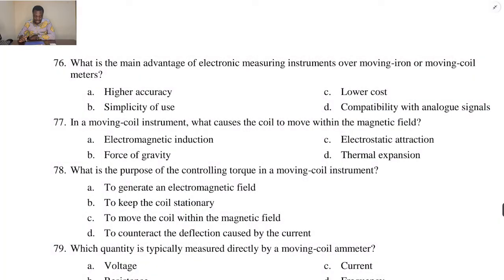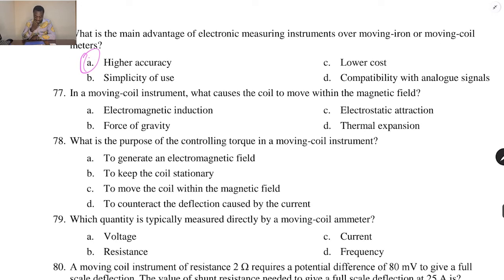So I'm continuing with solving last year's questions. Starting from question 76, I already solved the first 75 questions. Question 76: what is the main advantage of electronic measuring instruments over moving coil meters? The answer here is A, high accuracy. A moving coil instrument, what causes the coil to move within the magnetic field?